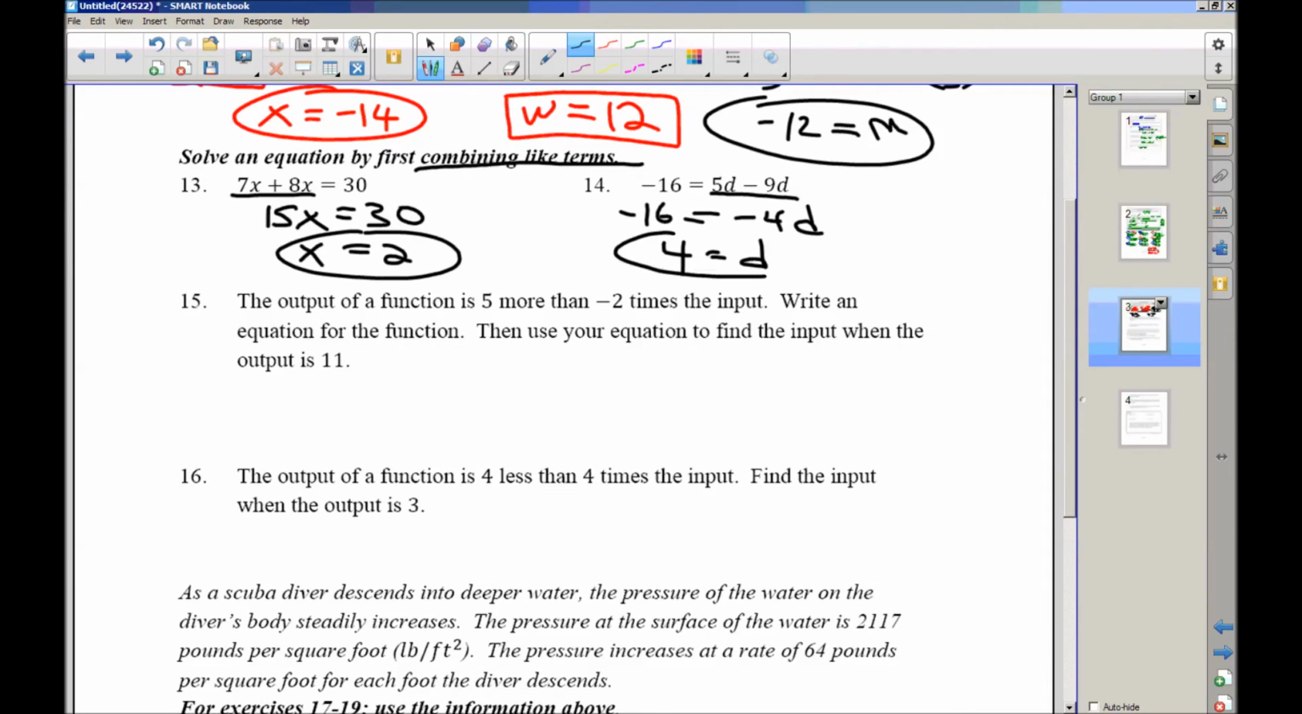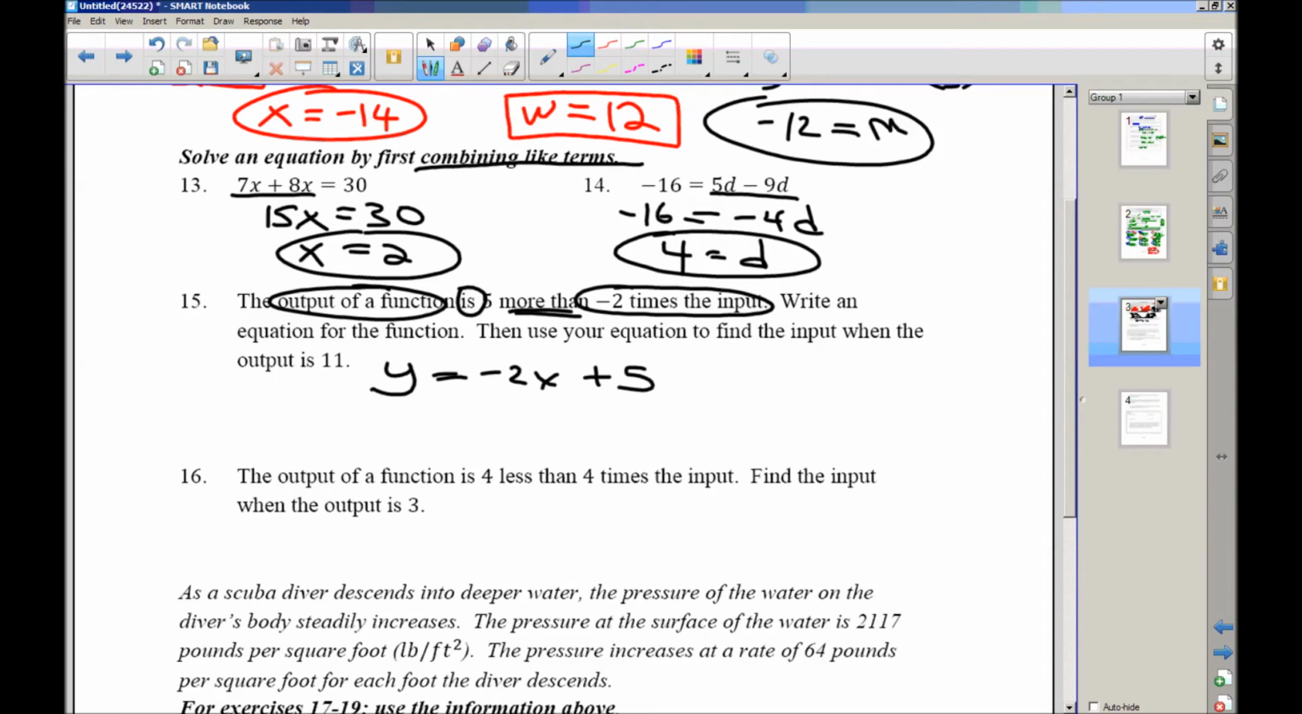Notice in 13 and 14, I did have two lines of work. You need to show both of them. Number 15, the output of a function is 5 more than negative 2 times the input. So the output of the function is y. Y equals, and then we have negative 2 times the input, that's negative 2x, and remember more than switches the order, so it adds a 5 to the end instead of in the beginning. However, if you put the 5 in the beginning, it doesn't change your answer. So this is my equation for the function.